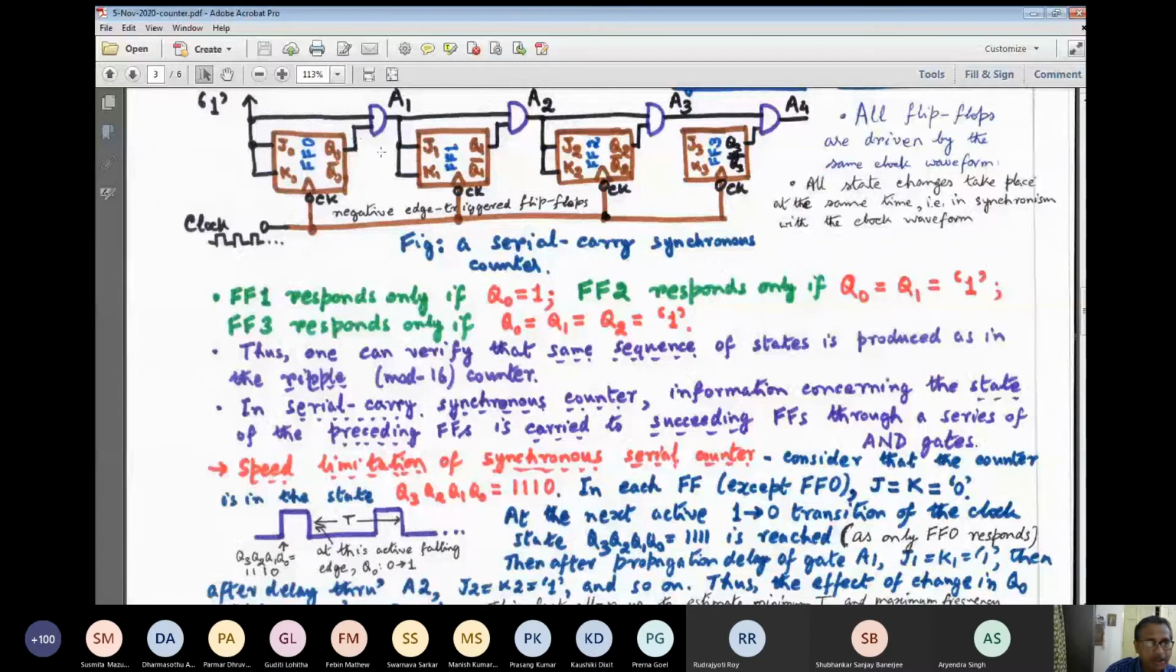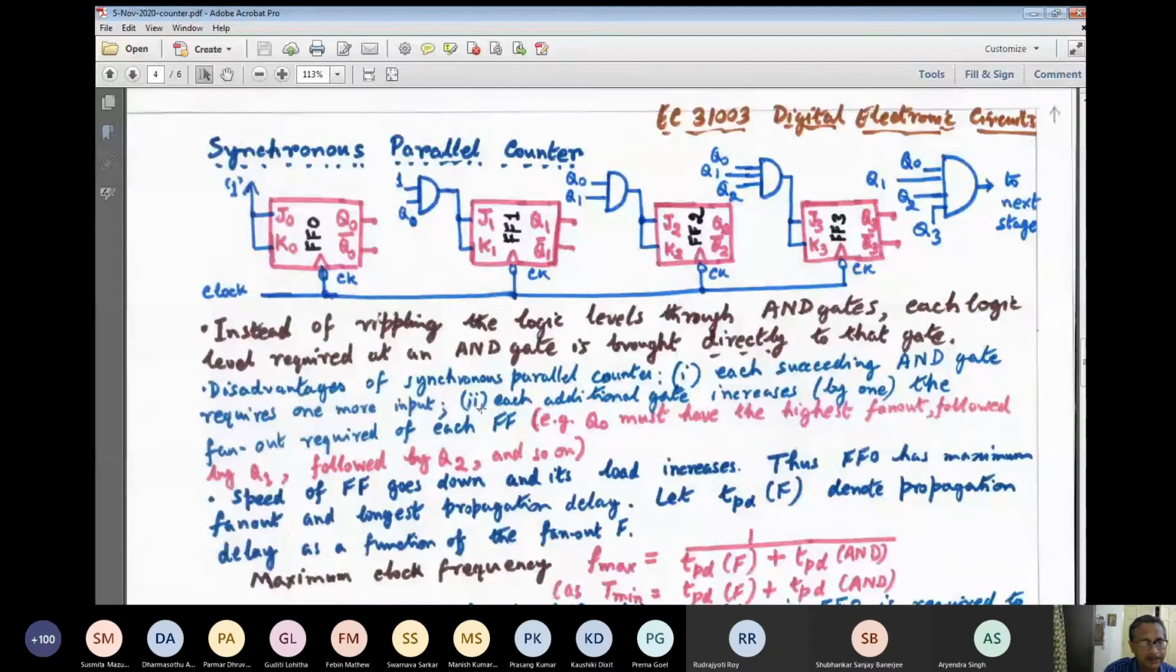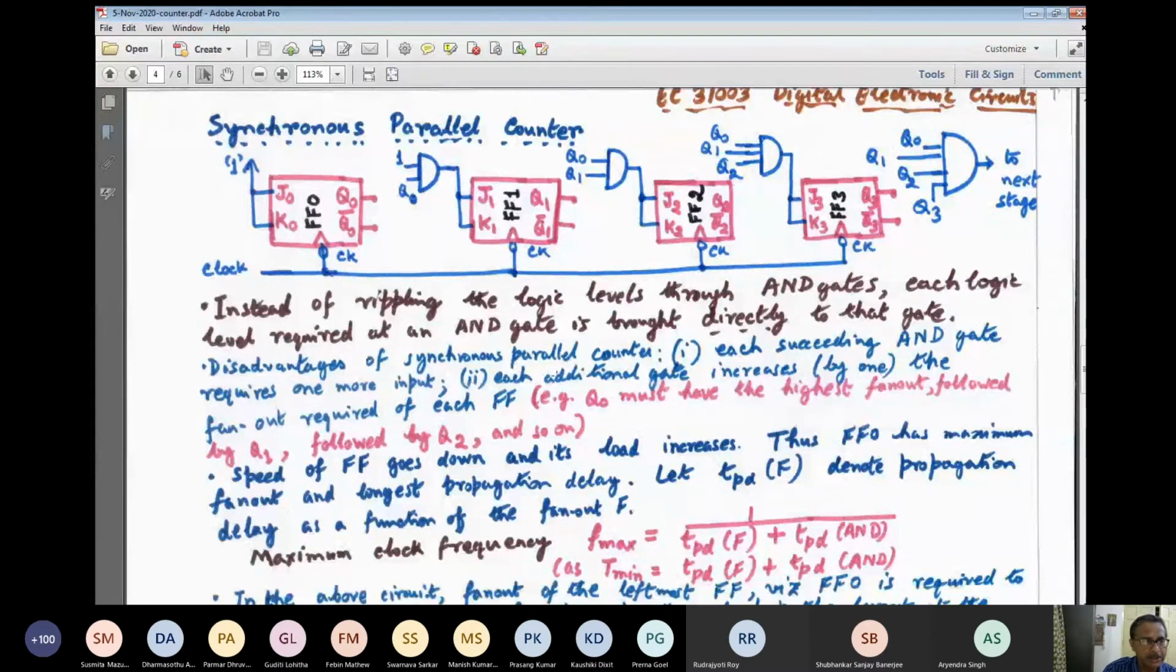So here you see that the effect of Q0 was rippled from flip-flop to flip-flop. Although Q0's influence is there on FF2 and also on FF3, it is just connected to FF1 only. But here, to speed up the system further, Q0 is directly brought to here, here, here. So Q0 goes via AND gates directly to FF3, directly to FF2, directly to FF1, and so on. So instead of rippling the logic levels through AND gates, each logic level required at an AND gate is brought directly to that gate.